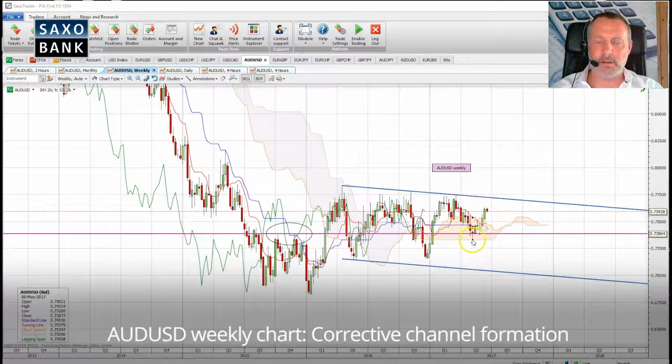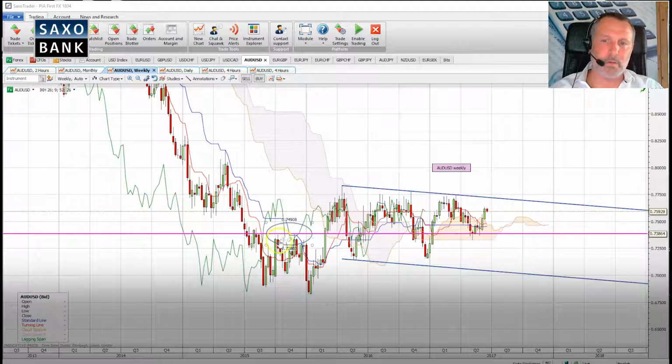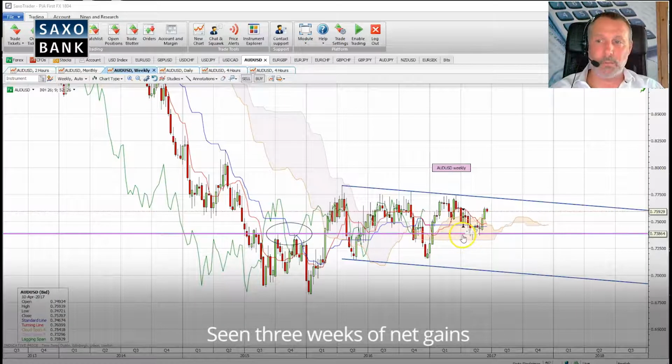Weekly chart, here we're assessed to be in a corrective channel formation. The move to the downside found buyers close to the base of the Ichimoku cloud. We can also note that this area here, which comes in at 73.86, was resistance from the last quarter of 2015. It then became support, and we've seen 3 weeks of net gains.